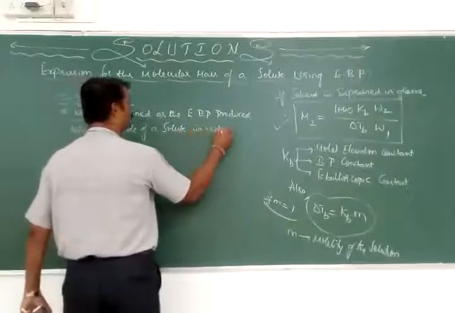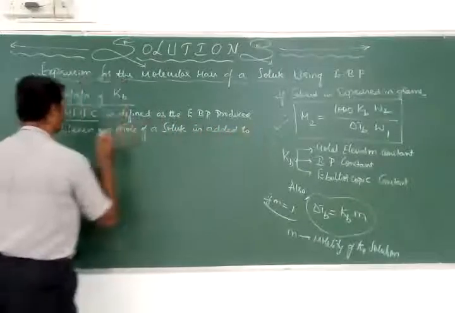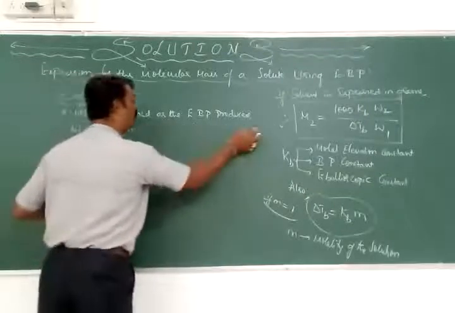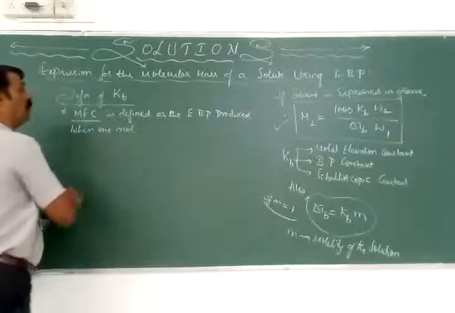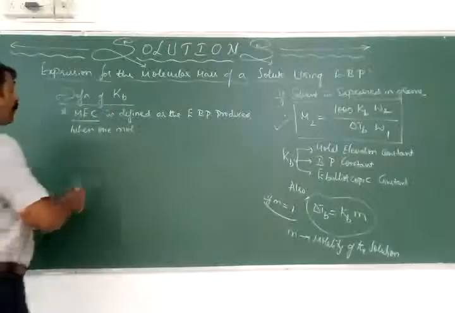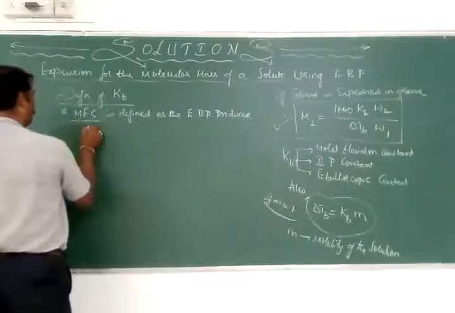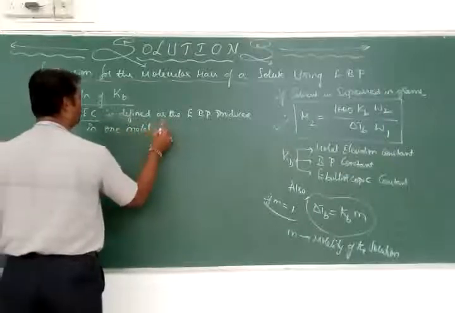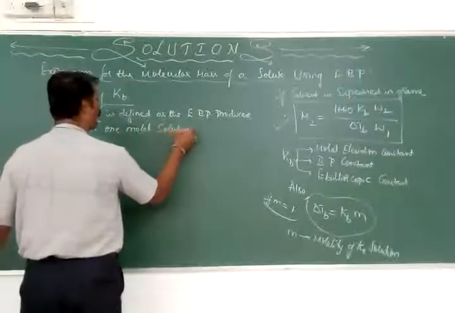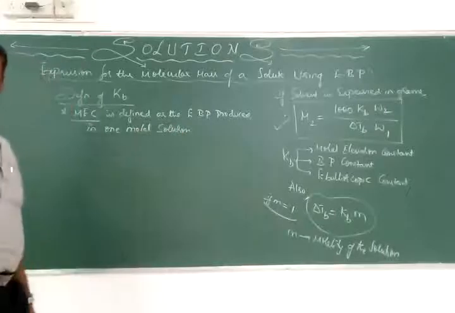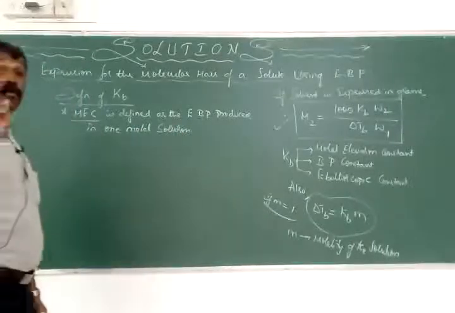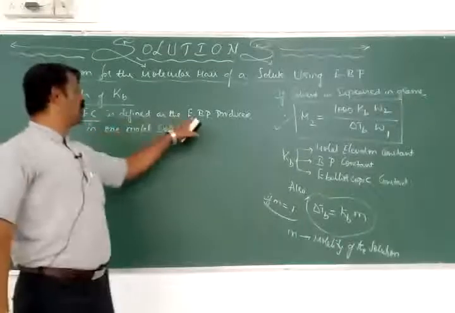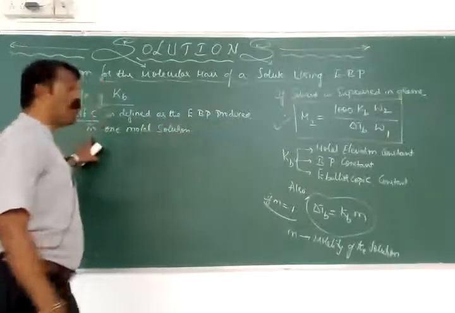In other words, it is the elevation produced in a 1 molar solution. What is 1 molar? 1 mole of a solute dissolved in 1 kg of a solvent. Therefore, molar elevation constant is defined as the elevation in the boiling point produced in a 1 molar solution.